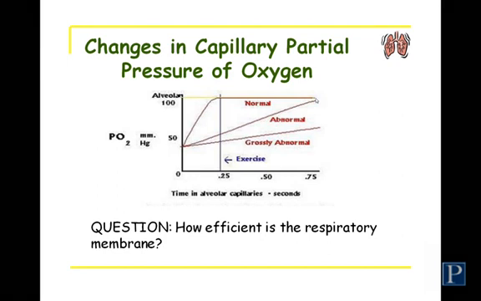Well, it's even really efficient during exercise. If you're down to spending only 0.25 seconds in the lungs, that's maybe, if I did the math, about 240 beats per minute. That's a pretty fast heart rate. You're still going to fully equilibrate the oxygen in that blood with alveolar air.